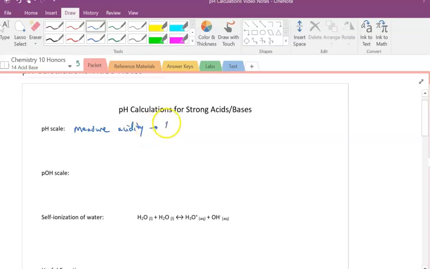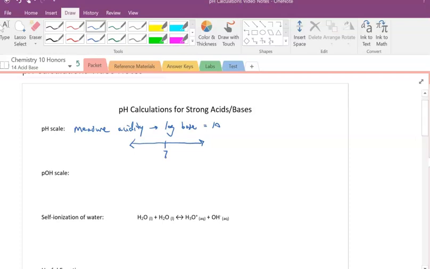It's log based. So what that means is that every digit we change is a factor of 10. So if something has a pH of 3 and something else has a pH of 2, the 2 is 10 times more acidic. It's a number line, right? So typically we think of this as a scale. 7 is neutral, straight in the middle, right? That's kind of the basic.